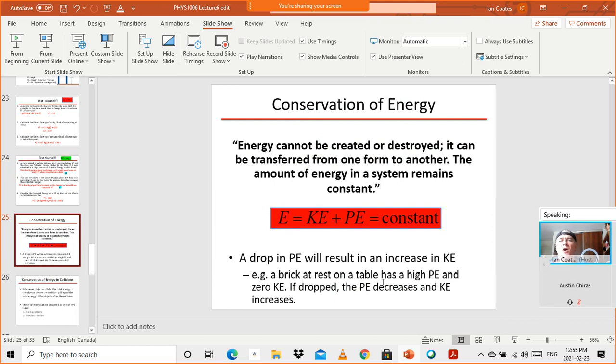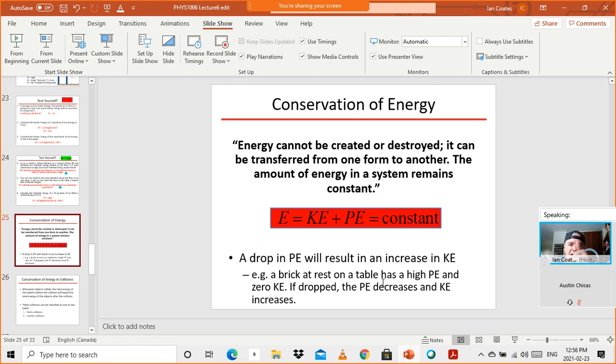Energy cannot be created or destroyed. Of course it can't. But it can be transferred from one form to another. The amount of energy in a system always, always, always remains constant. Okay? And the whole idea, if we raise something, we're increasing its potential energy. Is it moving? No.